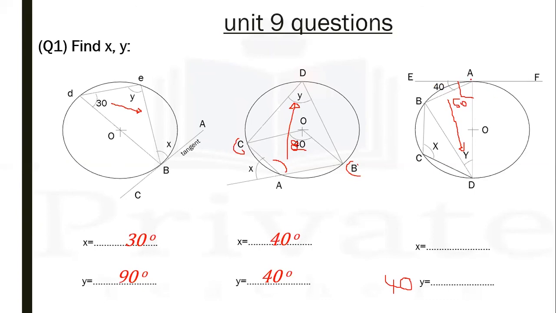So the shape A, B, C, D is cyclic because all the vertices lie on the circumference of the circle. Therefore, the 50 and the x are supplementary. Therefore, x is equal to 130. X is equal to 130 and y is equal to 40. Look at it.